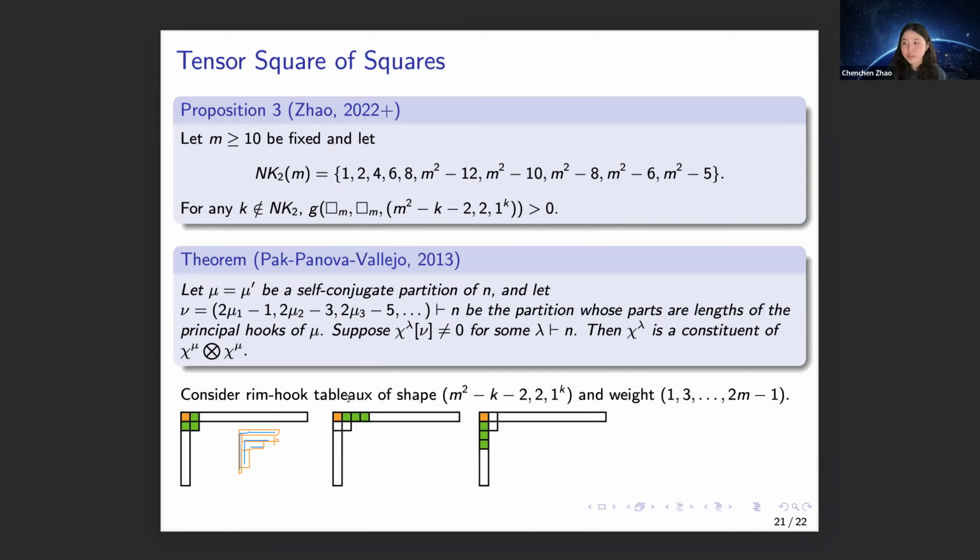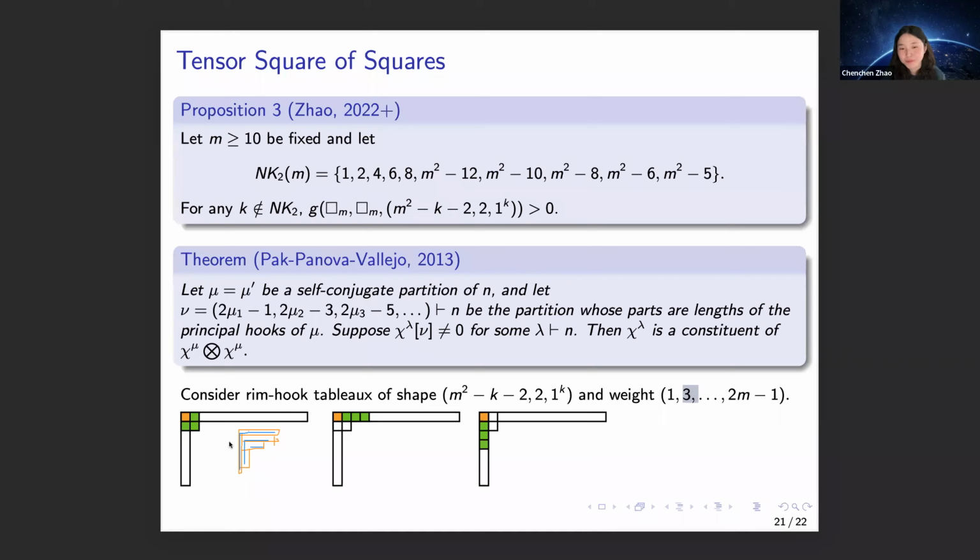So recall that we have the Murnaghan-Nakayama rule to compute the characters. So when we evaluate the character of this, we consider the rim hook tableau of shape m squared minus k minus 2, 1 to the k, and of weight 1, 3, 5 through 2m minus 1. And the only ways we can arrange the rim hooks of shape 1 and shape 3 are the following 3 ways.